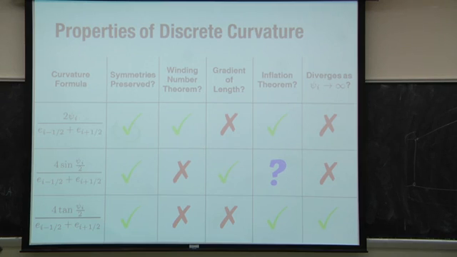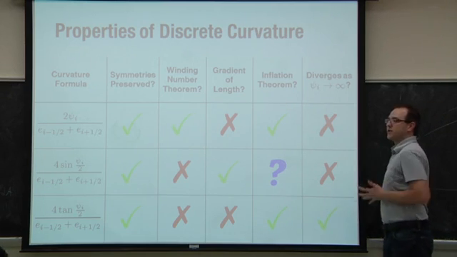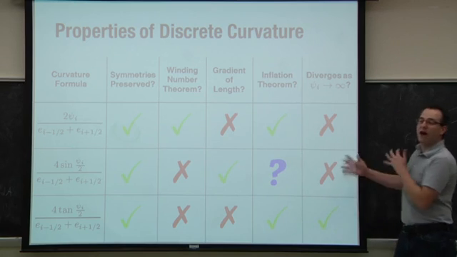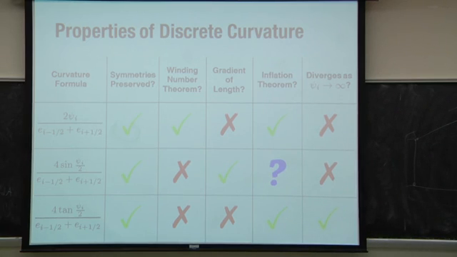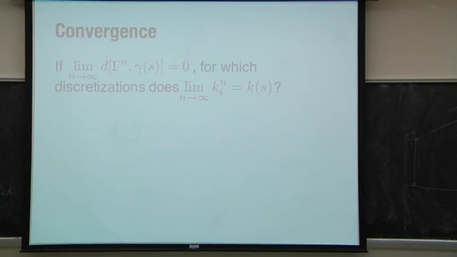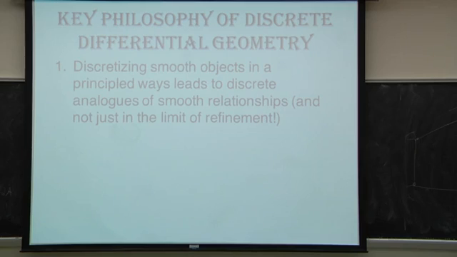Okay, so what's happened here? We're able to come up with discretizations of curvature. We came up with 3 different ones, and they all have their pluses and their minuses. I'm going to skip this. Forget it. Okay, what is the point here?